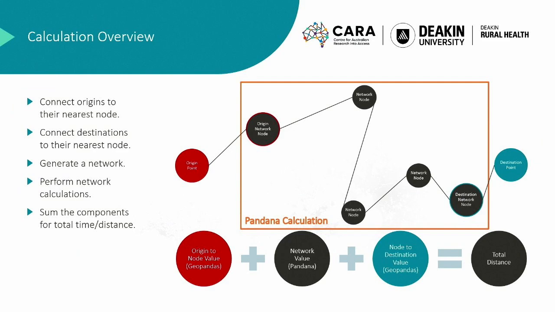So the total calculation splits up into 3 components. Both the origins and the destination points need to be connected to points within our network, and then Pandana is used for the main component of the entire calculation. I'll move on to the different components of how we do this.